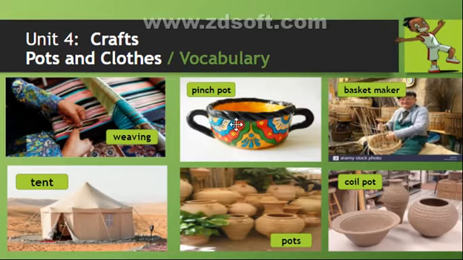It's colorful. And it has hands here. People make this pinch pot by hands. Look at the basket maker here. This man is a basket maker. He makes a basket here by hands. Look at him. He's happy and smiling.